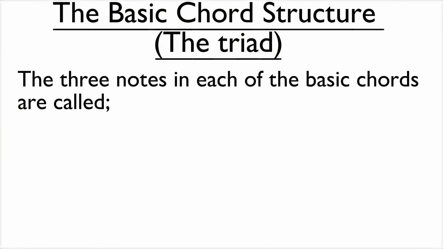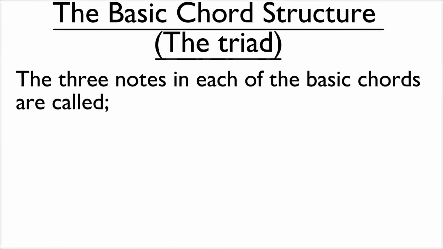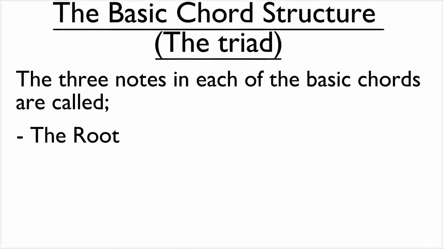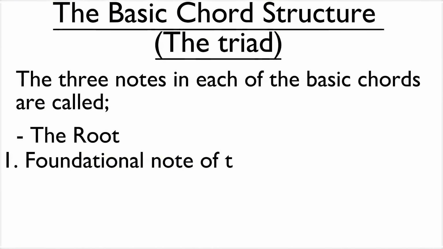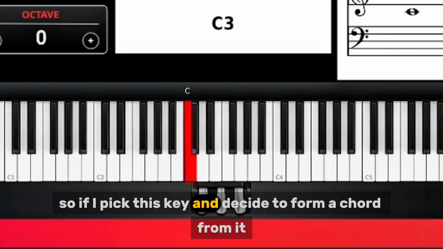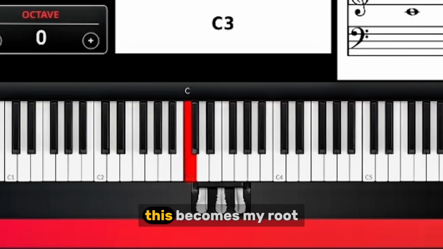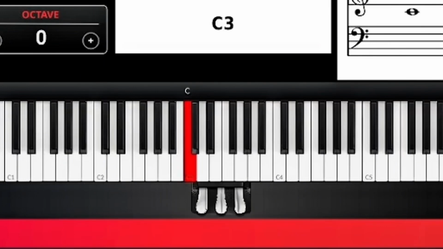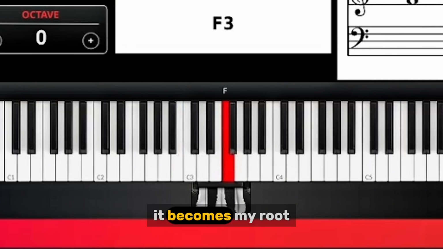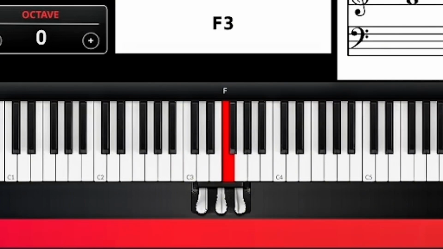These 3 notes you saw me play for each of the chords are called the root, the third, and the fifth, respectively. The root is the foundational note of the chord. That is where you build the chord from. So if I pick this key and decide to form a chord from it, this becomes my root. If I pick this key too and decide to form a chord, it becomes my root. So your root is like your starting point, basically.